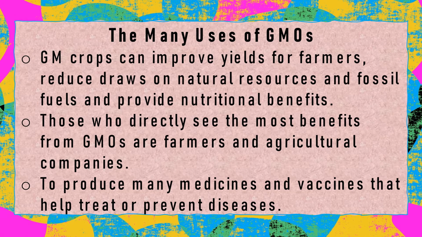GMOs are also used to produce many medicines and vaccines that help treat or prevent diseases. Before GMOs, many common medicines had to be extracted from blood donors and animal parts, and these medicines had a number of problems including the risk of transmission of diseases, inconsistent quality, and unreliable supply. GMO medicines are more consistent and don't carry the same contamination risk.